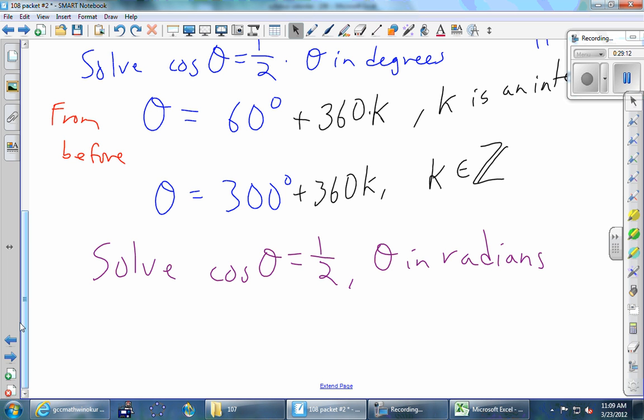So talk to your neighbors and try to write down the solutions, all infinitely many of them, to that equation.